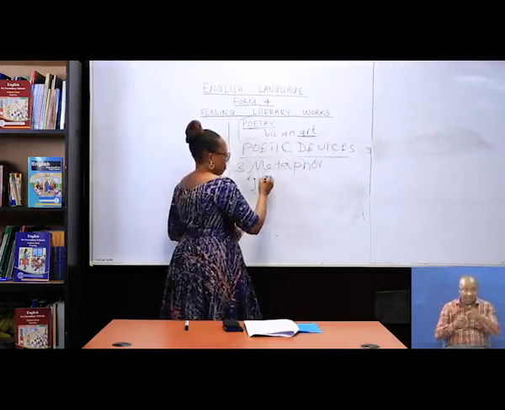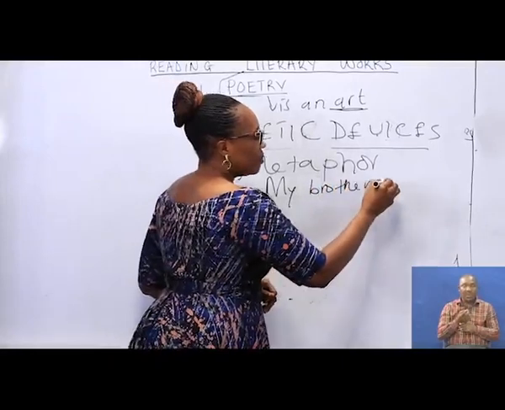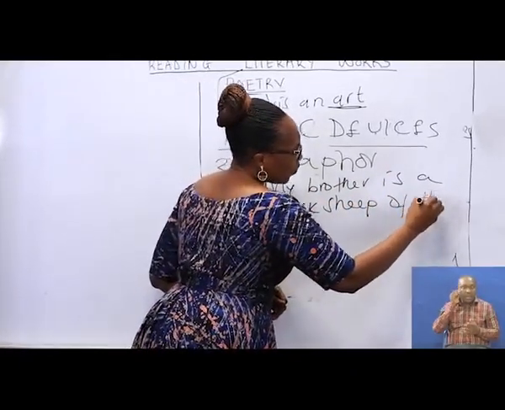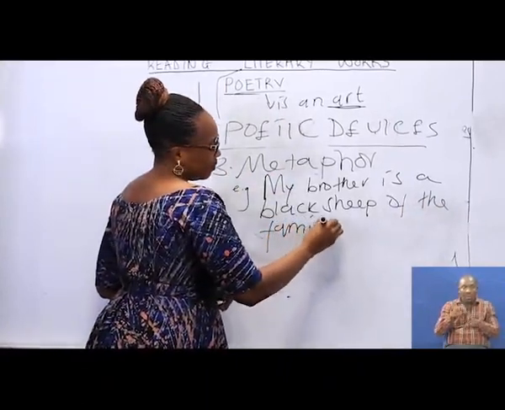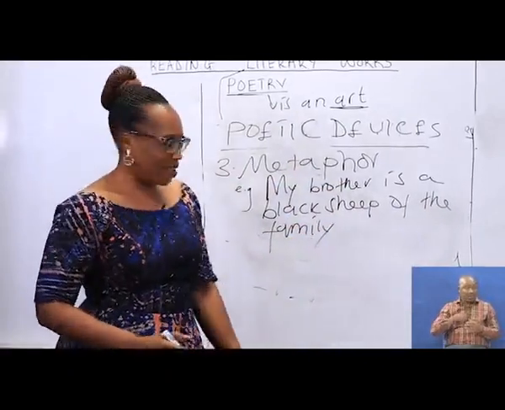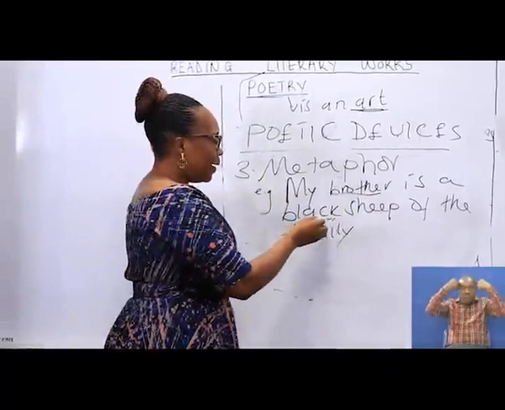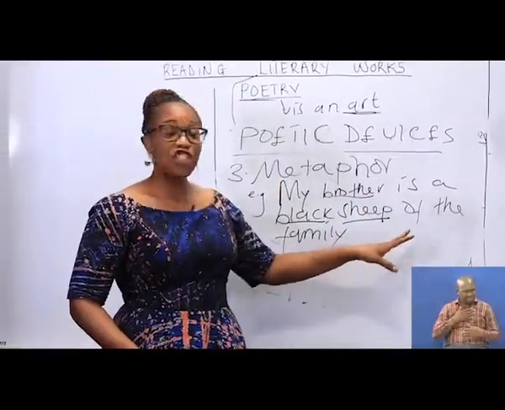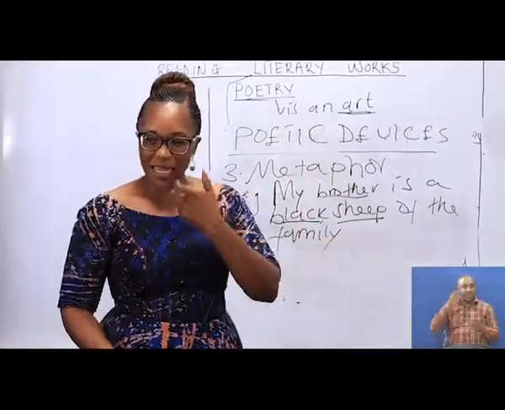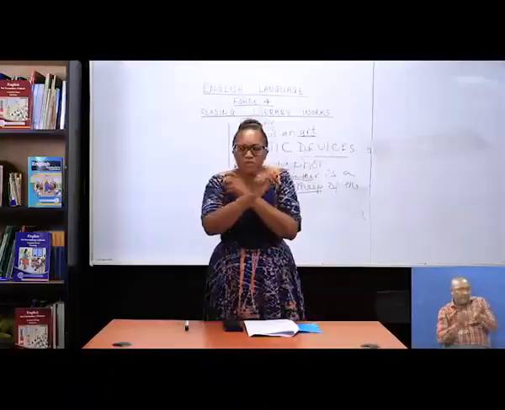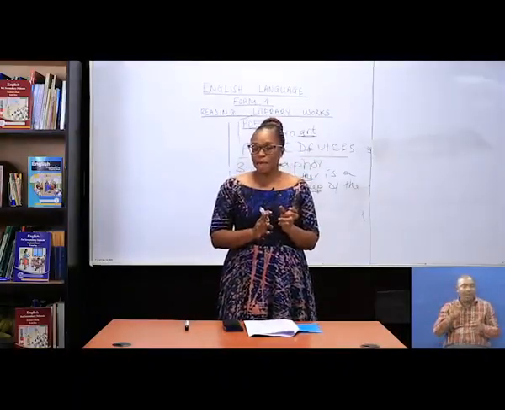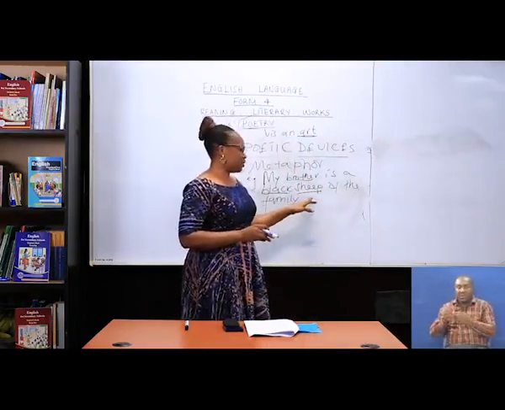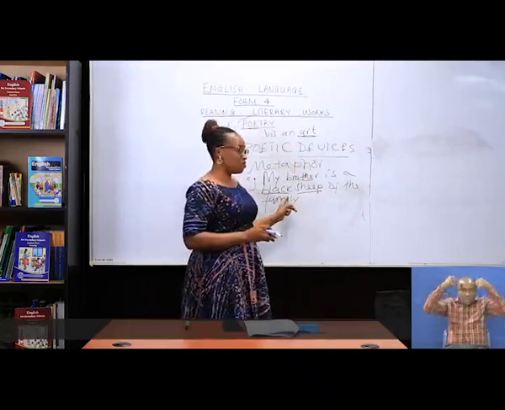If I say, "My brother is a black sheep of the family." Can you imagine? My brother, black and at the same time, sheep. My brother is neither black nor a sheep. But I've used that metaphor in order to drive a message. When you are a black sheep of the family, it means that maybe you live away from home, but also you are not close to your family. It does not mean you are black or you are a sheep.